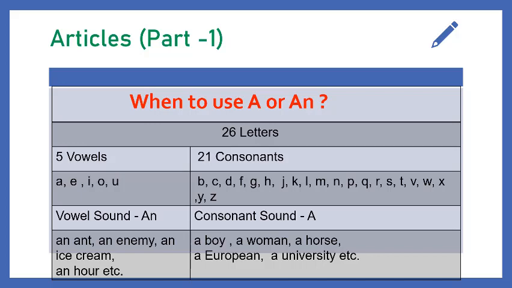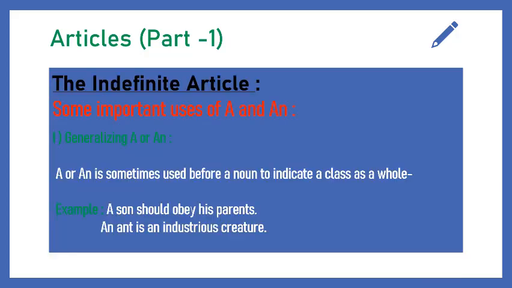Let's look into the words which start with the vowel letters but the starting sound is of a consonant. For example, a European, a university, etc. These all words start with a consonant sound and so a is used here before the words. The indefinite article. Some important uses of indefinite article a and an.